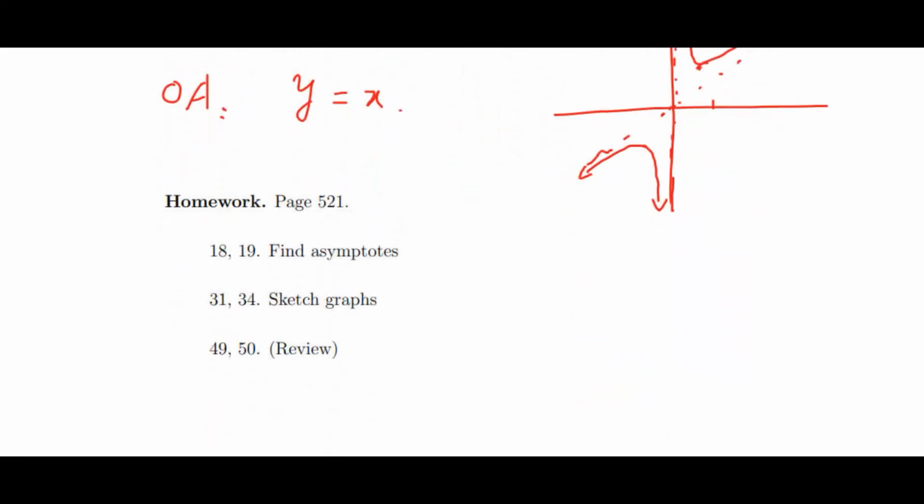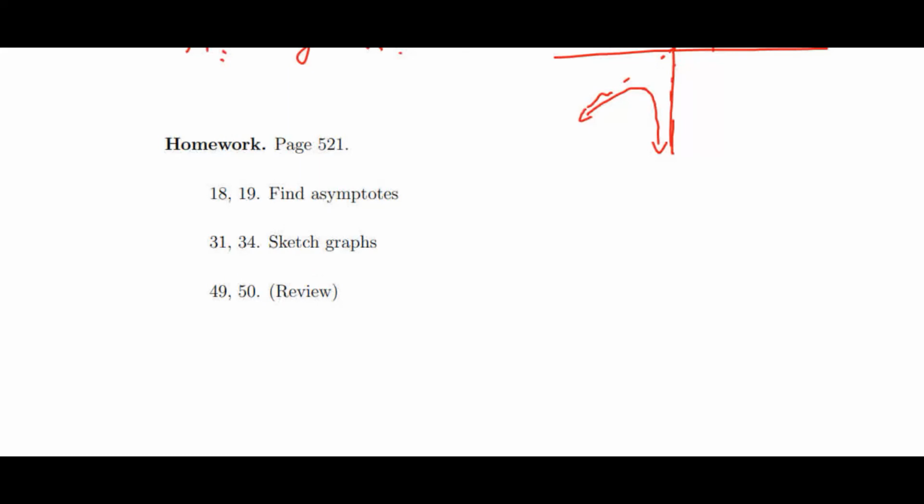Let's do some problems as homework. I picked some problems from page 521. Problems 18 and 19 are find the asymptotes, and problems 31 and 34 are sketch the graph. For sketching the graph, we need to find the asymptotes first. And problems 49 and 50 are a review of polynomial division.